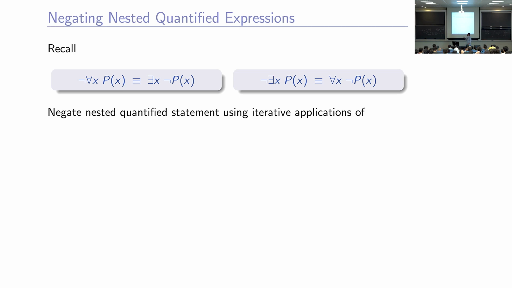When is for all x, p of x true? When there is no x for which p of x is false. That's for p true for all x, right? I want the negation of this, meaning I want a statement which is false when this is true and true when this is false. So when is for all x, p of x false?